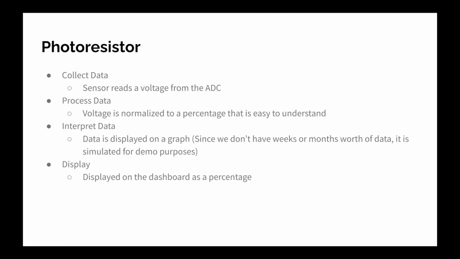Finally, we have the photoresistor. The sensor reads a voltage from the ADC. Then the voltage is normalized to a percentage that is easy for the user to understand. Then it is displayed on a graph. It is also displayed on the dashboard as a percentage in real time.